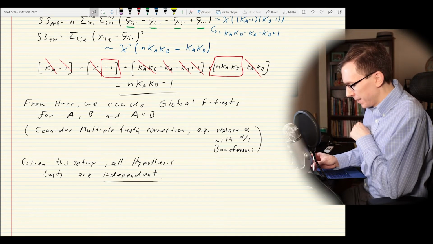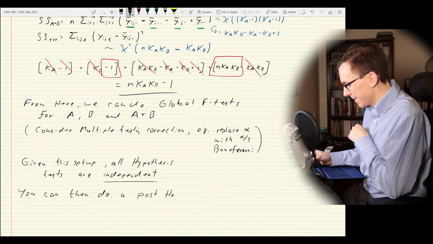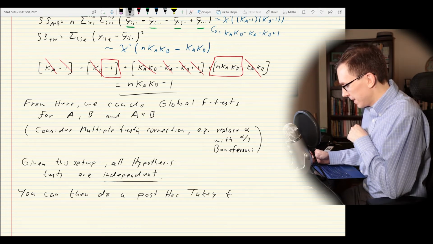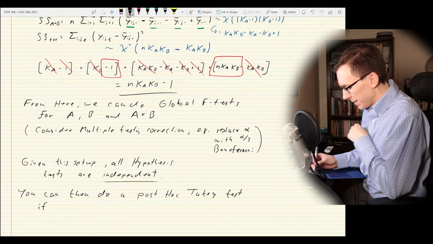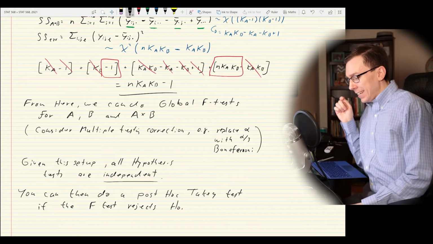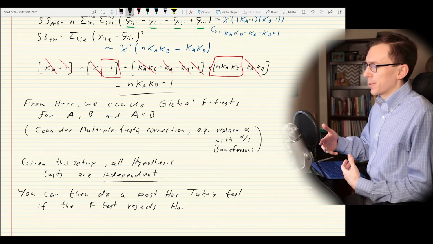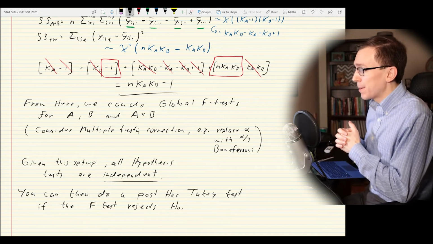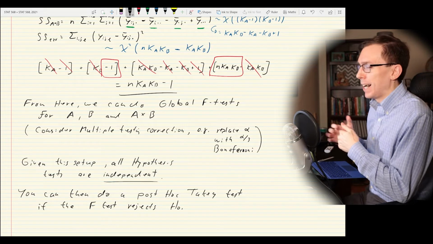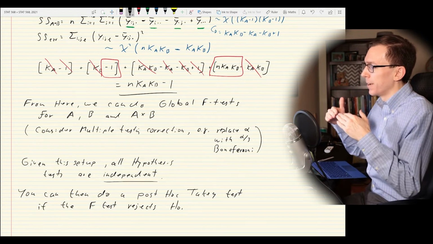Oh yes, and one more thing. You can then do a post-hoc Tukey test if the F-test rejects H naught. The last thing to point out is that you can do a post-hoc Tukey test in this case if you reject the respective F-test. So if you, for example, rejected the null hypothesis for factor A or B or the interaction term, you can then do a post-hoc Tukey test to compare the different categories.